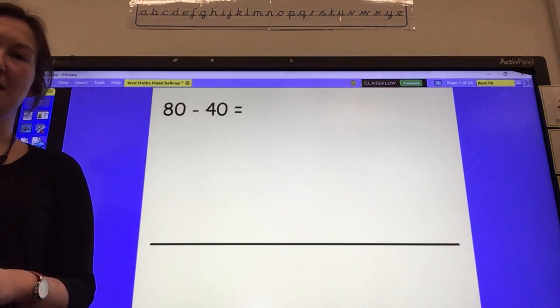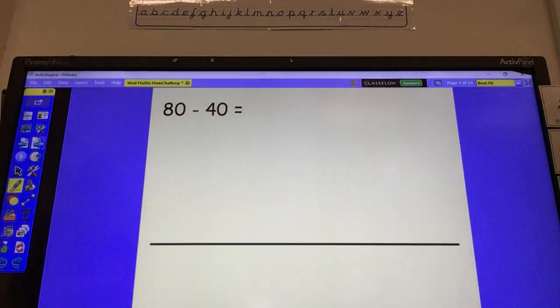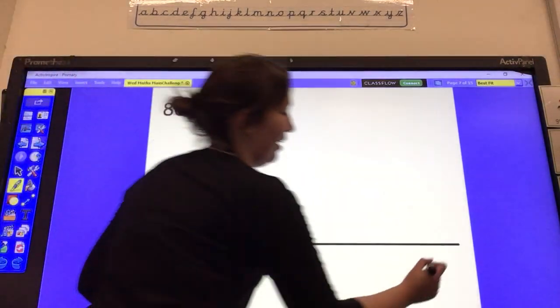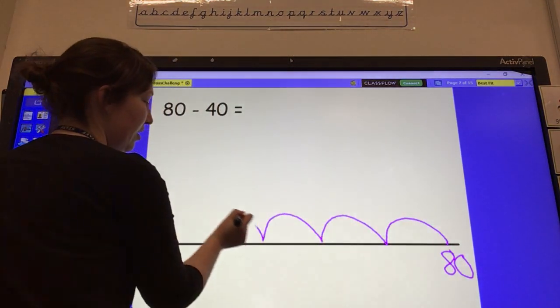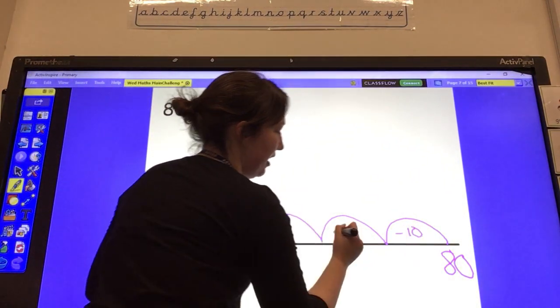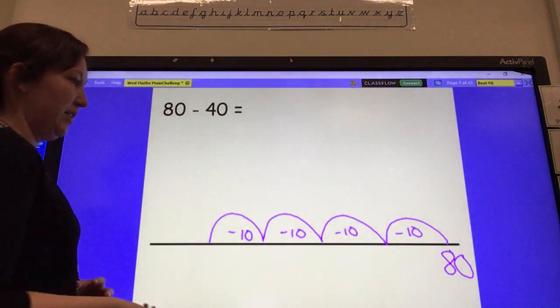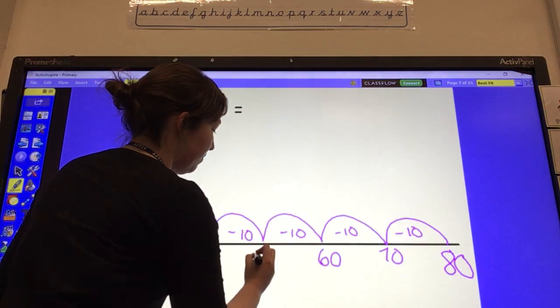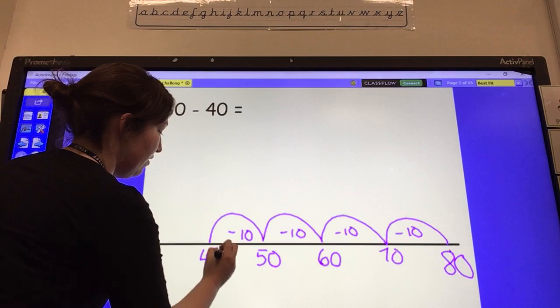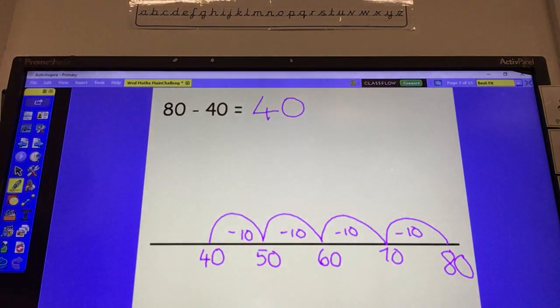So this time, 80 take away 40. I've taken away the reminders at the bottom, so let's see who can work out the answer to 80 take away 40. If we pause the video there. Okay, 80, and we're going to count back 40, 10, 20, 30, 40. And we're going to label with our subtract 10 each time, and then we're going to count backwards in tens. 80, 70, 60, 50, 40. So well done if you correctly worked out the answer is in fact 40.